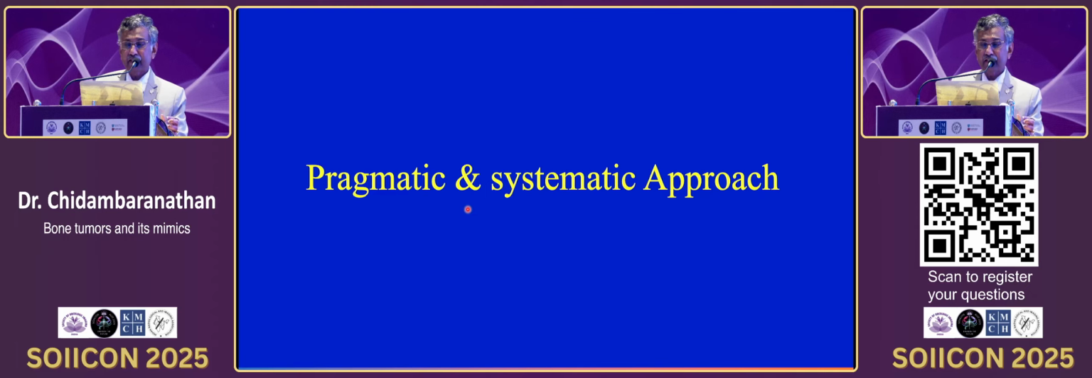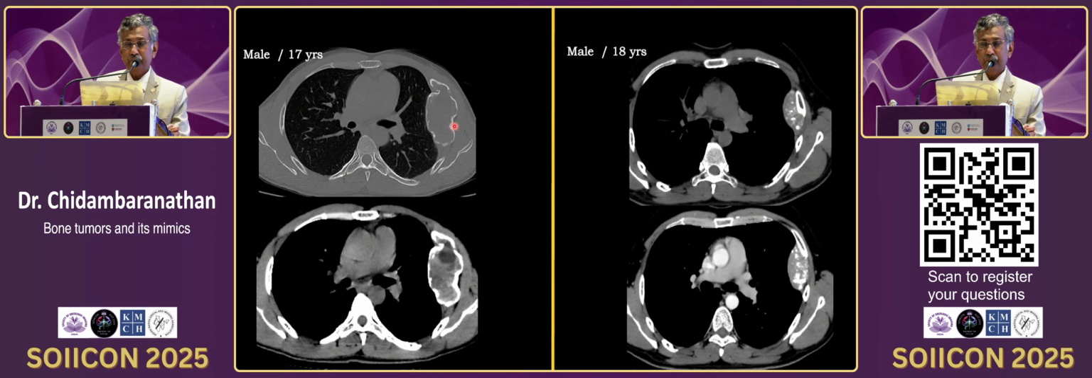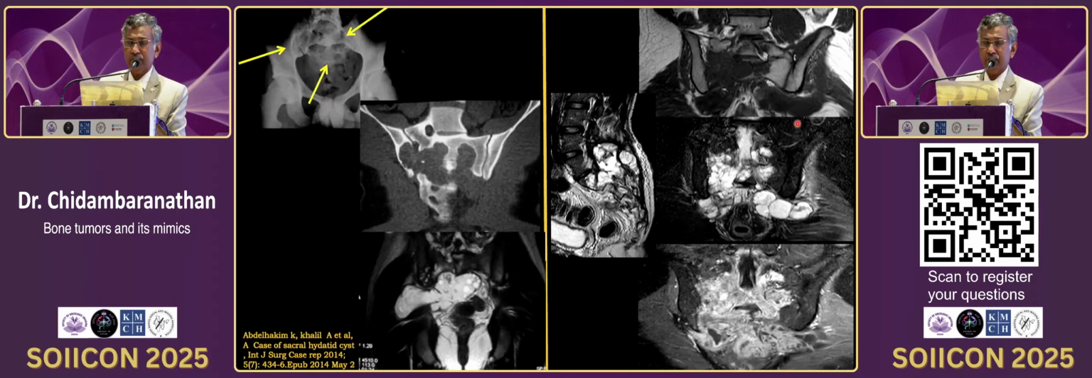So a pragmatic and systematic approach is important in a case. Here are two other patients, 17 and 18 years old. Here this is a typical ground glass appearance in FD, and this is a chondromatous lesion. This is osteochondroma. You can say easy to make a diagnosis.